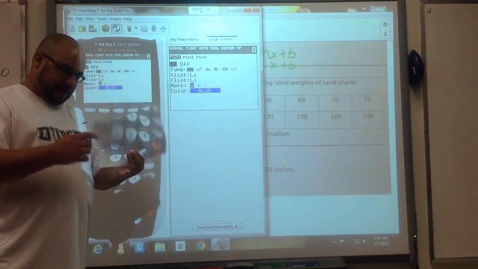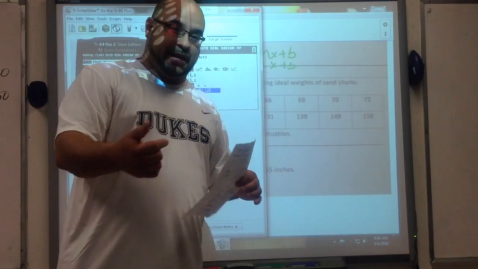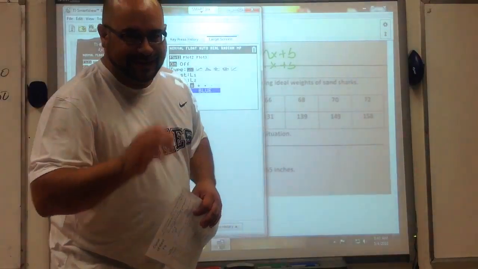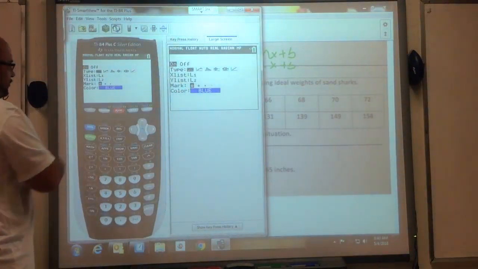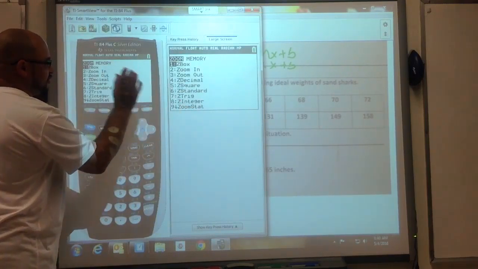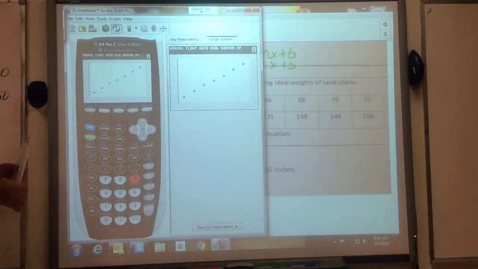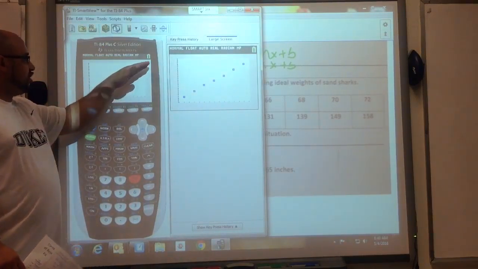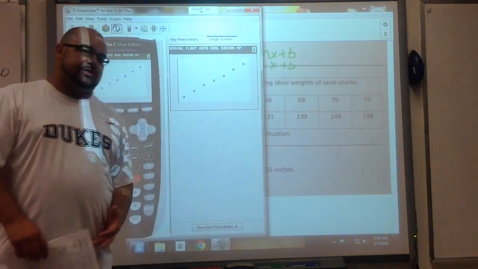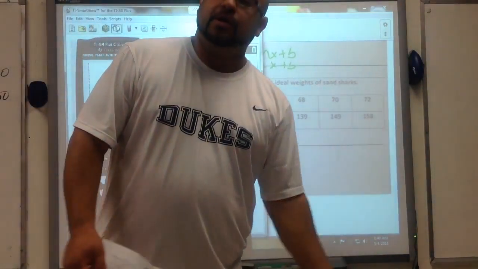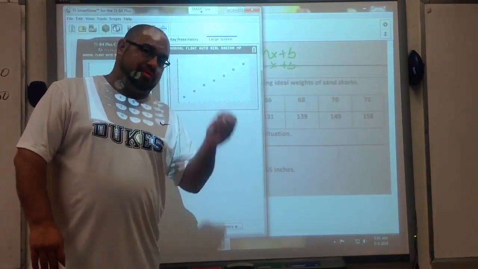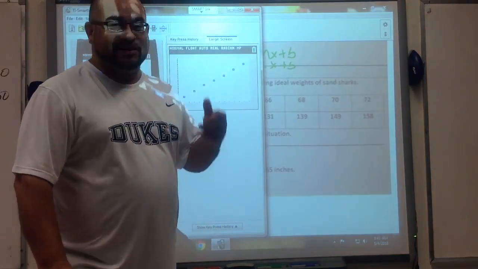Now that you've turned on your stat plot, let's take a look at it. The easiest way to do that is you're going to hit zoom 9. So hit zoom, and we're going to hit zoom 9, our stat, because I want my calculator to zoom in on the stat. And notice it only shows us our ordered pairs. Looking at our ordered pairs, you have to make a decision. Is this a linear equation or a quadratic equation? And my personal, professional opinion is that it is a linear equation.